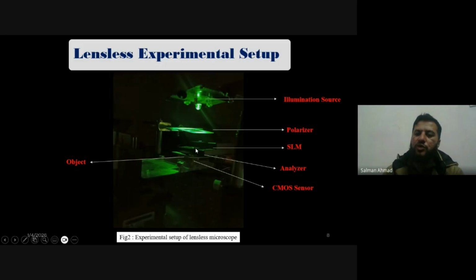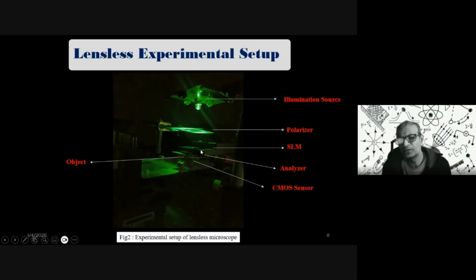If you desire to use Newton rings or something like that, you can apply Newton rings here on the SLM and fall that light on this SLM, the spatial light modulator, which modulates the light specially in the space domain.